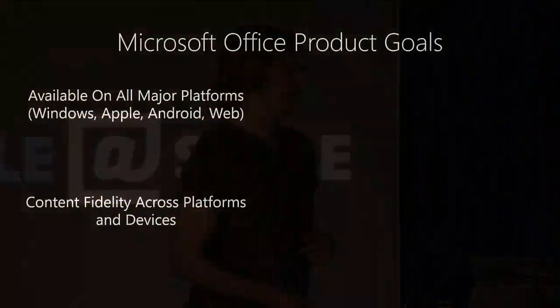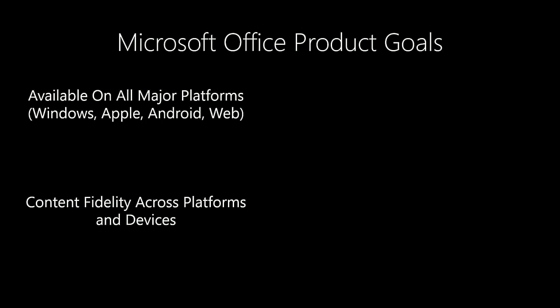So we have to be where our users are. We have to be on Windows, on Apple, on Android, on the web, because if we don't, then we are not going to have a sustainable business. Content fidelity is extremely important for us. So if you think about what Office is about: your ability to author a document on one device, on one platform, and be able to display it perfectly on any other device, and be able to edit it without ever corrupting your data.